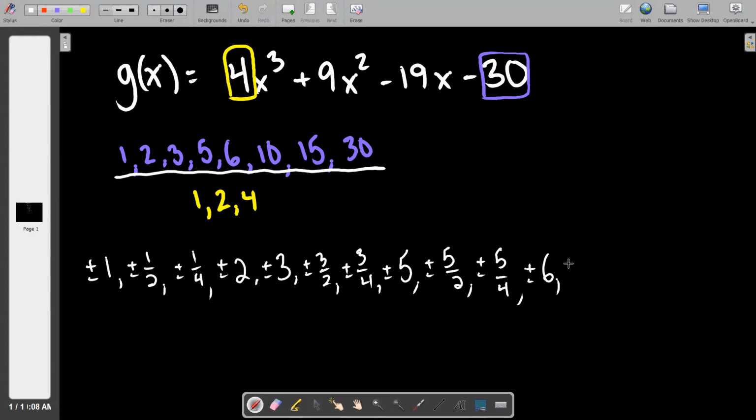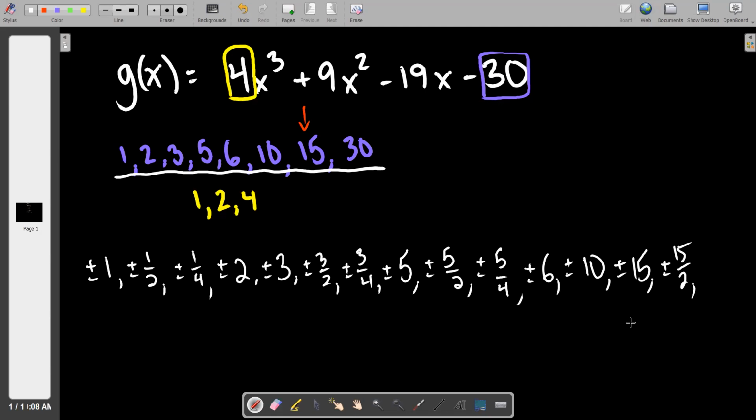Tristan was hopping ahead of us there. This is good. Positive negative 10 over 1. What's the next one? 10 over 2, 5, done, right? Next one is 10 over 4, 5 halves, done. So we can move on past the 10. Let's head over to the 15. So we have positive negative 15. Positive negative 15 over 2.